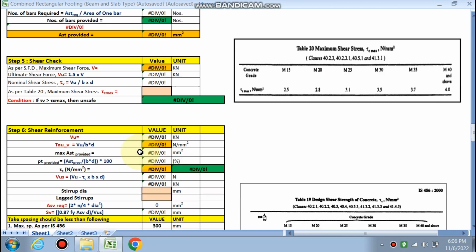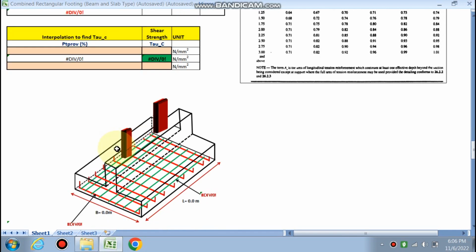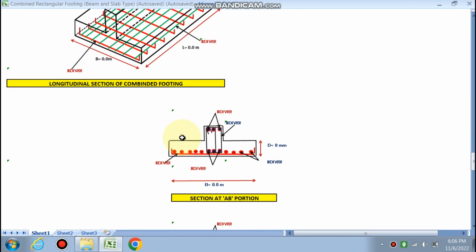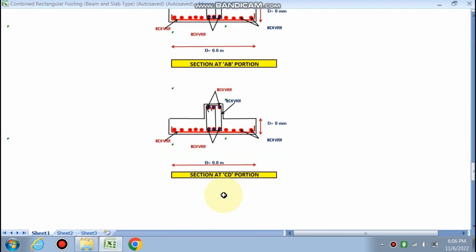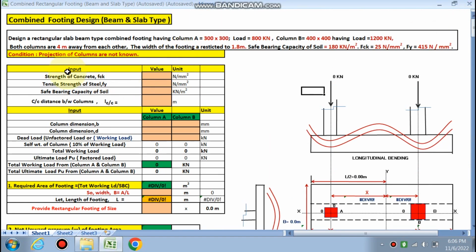Finally the shear check will be there and the shear reinforcement for the beam will be calculated. And this is the detailing part. You will get the detailing of this beam and the section detailing will also be given by this Excel sheet, right? So let's start according to our problem.